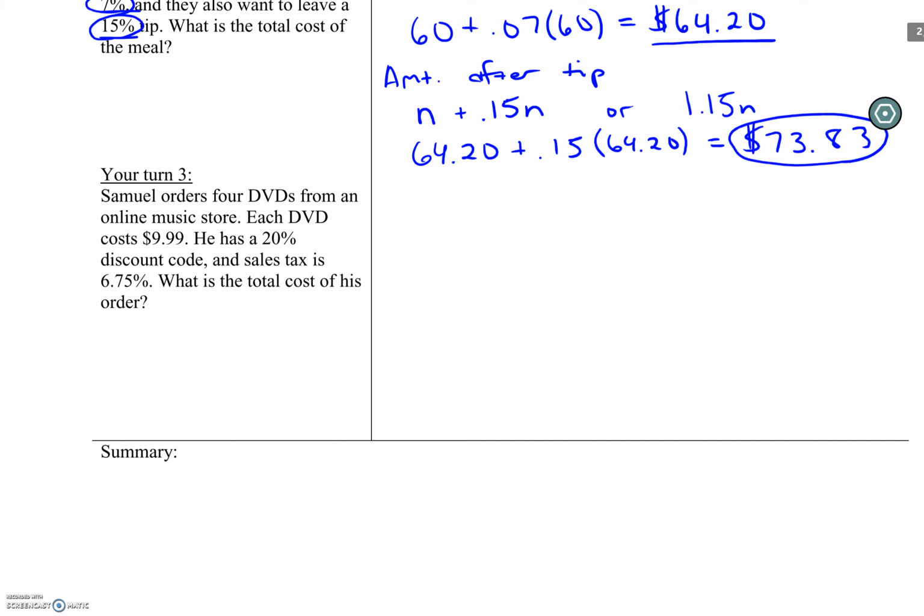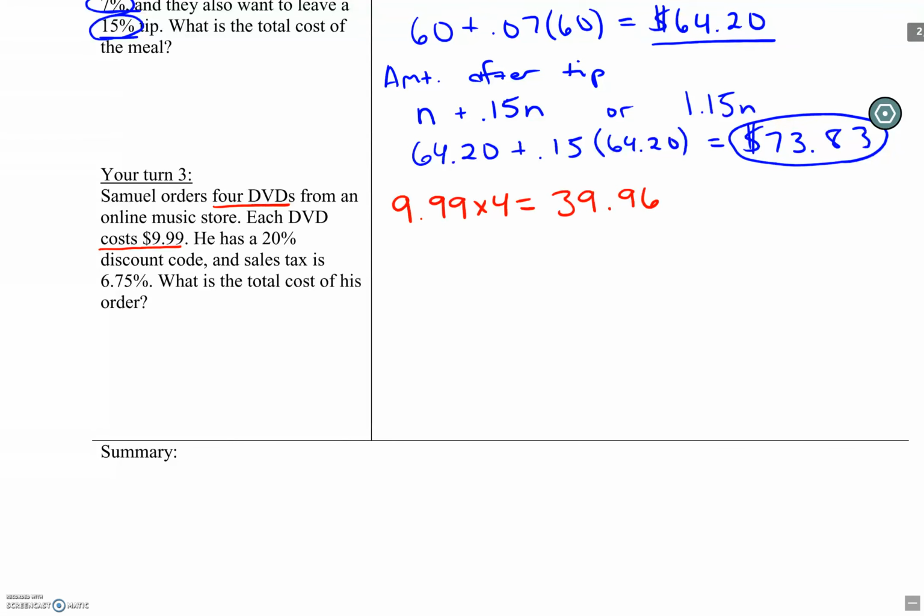Samuel orders 4 DVDs from an online music store. Each DVD costs $9.99. He has a 20% discount code, and sales tax is 6.75%. What is the total cost of his order? So we have a starting cost of 4 DVDs that are $9.99. So first we have to figure out how much those DVDs are. So $9.99 times 4. Those DVDs' base cost will be $39.96. That's before tax, that's before the discount.